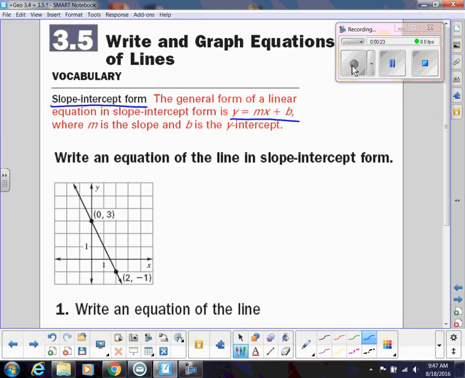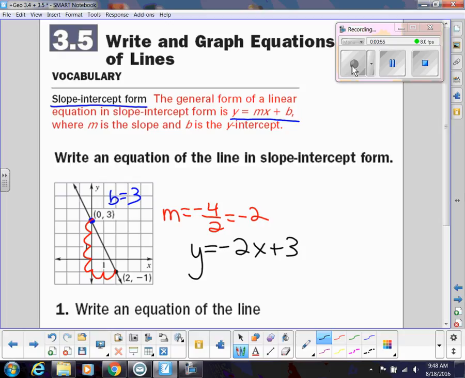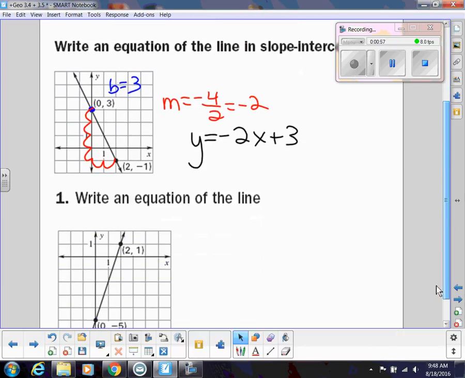Don't forget that m is the slope and b is the y-intercept. All right, so for example, if I was going to write the equation here, this is the y-intercept, so b would be equal to 3. And my slope, I'm going to get by counting the slope, 1, 2, 3, 4 over 1, 2. So slope is negative 4 over 2, which reduces to negative 2. That means my equation is going to look like this, y equals negative 2x plus 3. Hopefully that looks familiar to you and it's easy peasy.